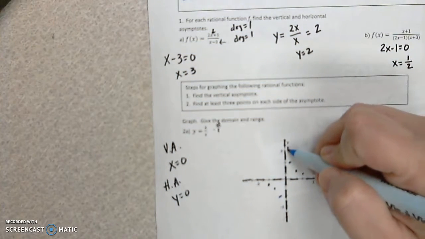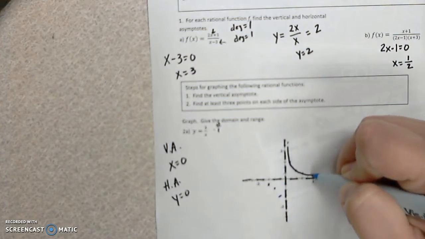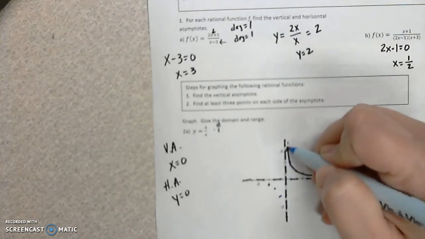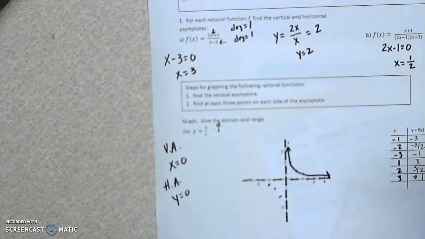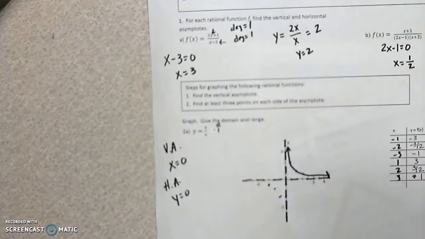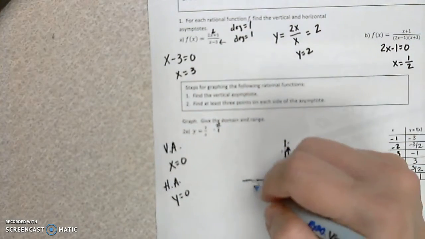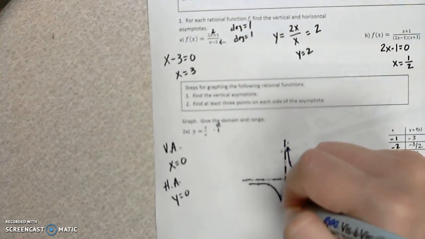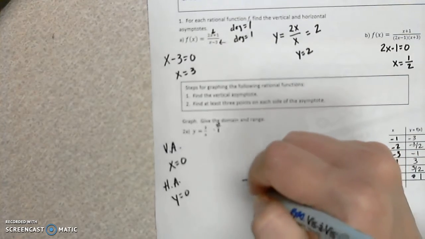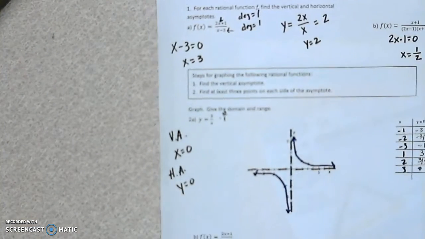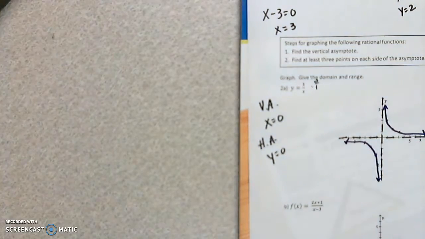Alright, so when I connect the dots, notice I'm going to get very, very close to my asymptotes, but I'm never going to cross them. Especially on my vertical one, because that is what makes the denominator be 0 and my function undefined. Alright, so my graph should look like that.